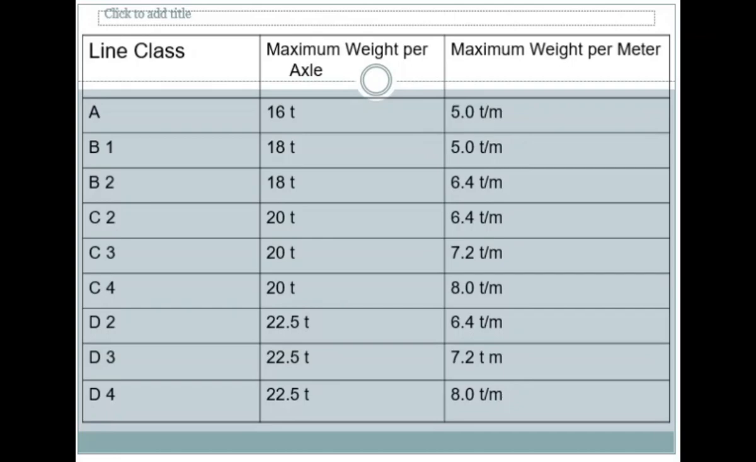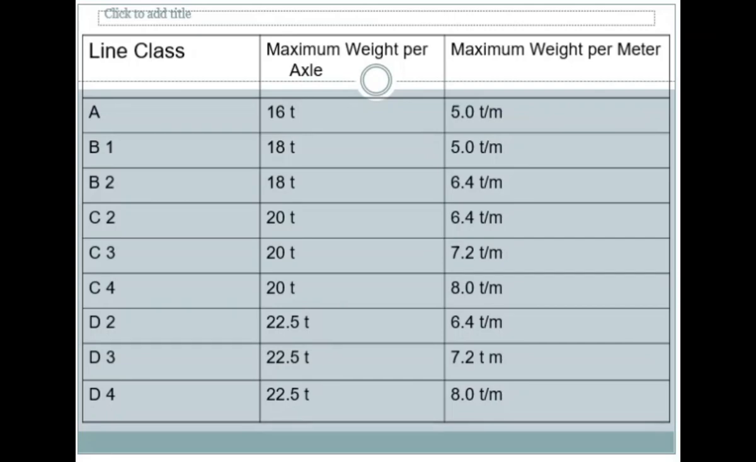For class B1, the maximum weight per each axle is 18. So if it's 2-axled and it's B1, it means you can load up to 36 tons in a 2-axle wagon. And if you are using a 4-axle wagon, it will be 18 times 4. 18 times 4 is 72 tons. And in your spacing, you have to consider not to load beyond 5 tons for any meter. So you can only put 5 tons of weight for just a meter length of space in the wagon. I hope you understand it.